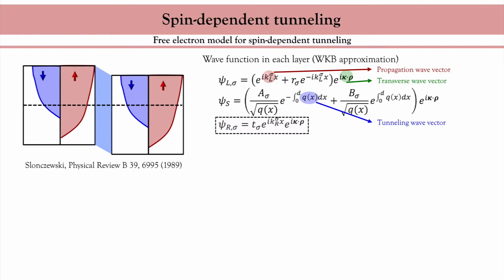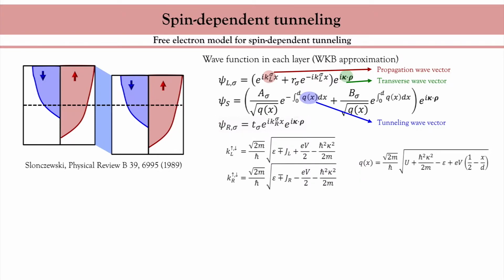Let me also give an explicit expression of the three wave vectors in the left, right, and central layers. I can write them as a function of the exchange energy, the bias voltage across the barrier, and the barrier height U. So I can connect these wave functions and compute the conductance across the tunnel junction.